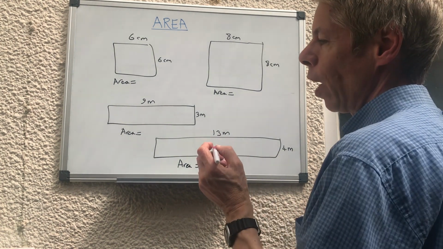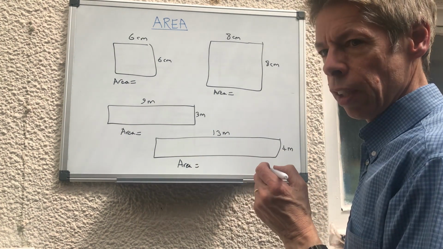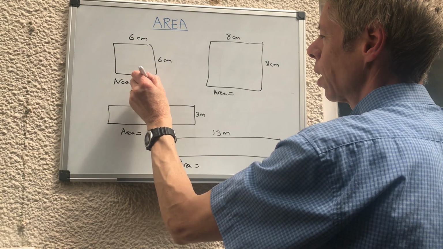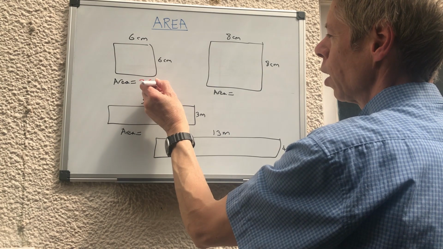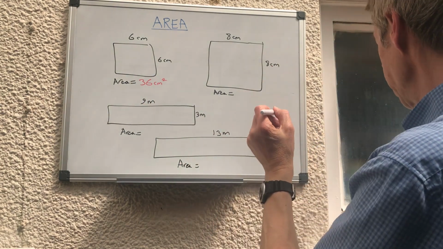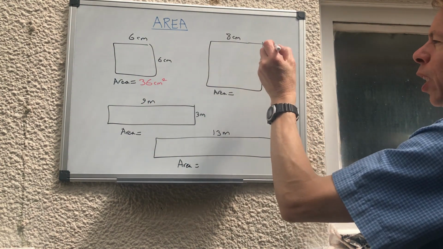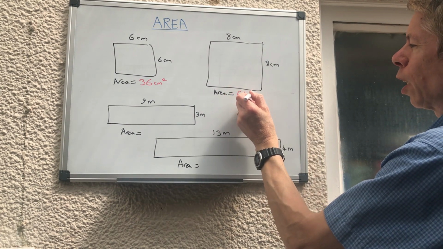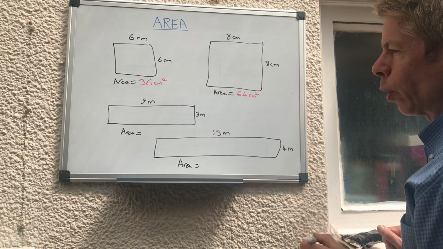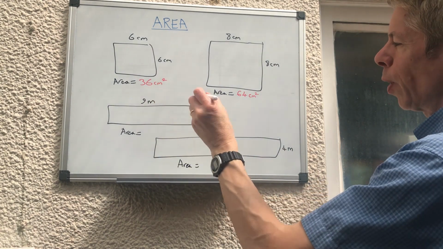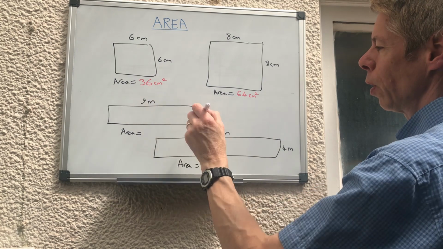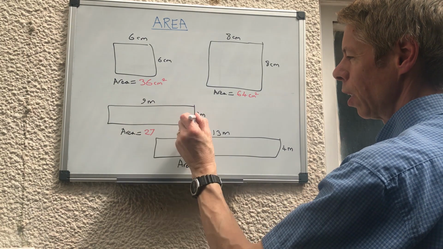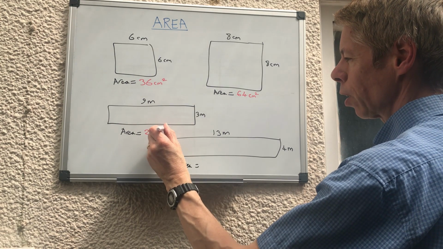Okay, so remember area is length times width. So the answer to the first question, 6 times 6, which is 36, and the units are centimetres, so it'd be centimetres squared. Second one, another square, 8 centimetres by 8 centimetres. 8 times 8 is 64, and again it's going to be centimetres squared. Third one is a rectangle, 9 meters by 3 meters. So all we do is do 9 times 3, which, as you're also good at tables, you'll know is 27. Units are meters, so it's meters squared.